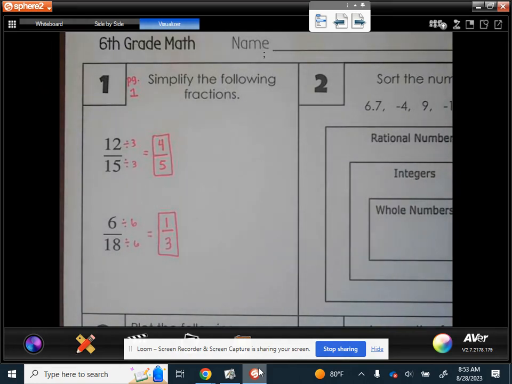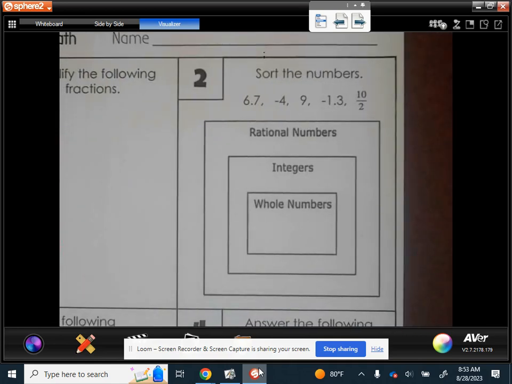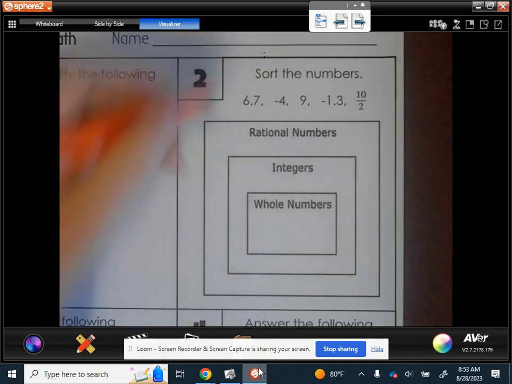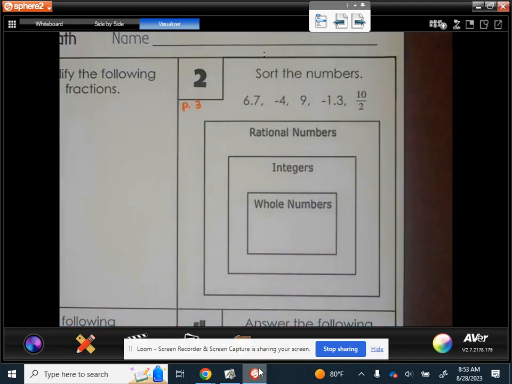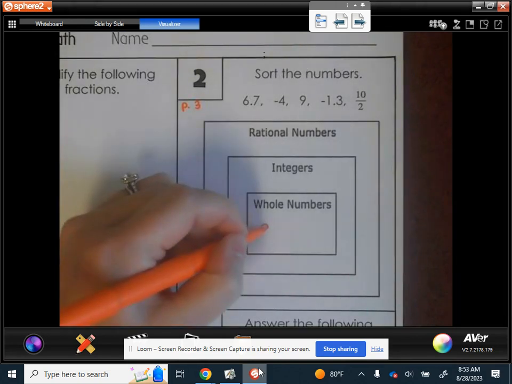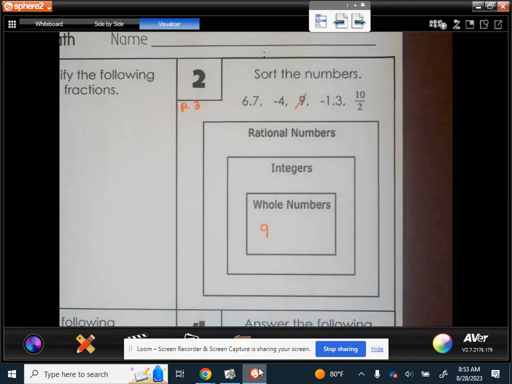Let's go on to question number 2. It says to sort the numbers as whole, integer, or rational. So remember that whole numbers, let's see, first of all, let's talk about where this is. This is on page 3 of your notebook if you need to go back. Whole numbers are our counting numbers. They have to be positive and they can't have any fractions or any decimals. So right away, I see that 9 is going to go in whole number because it is positive. It has no fractions, no decimals.